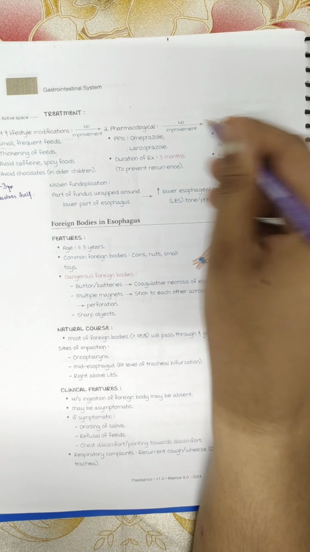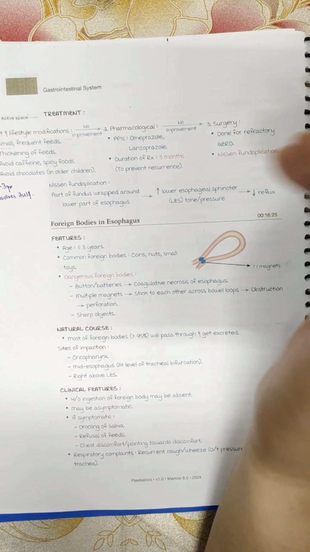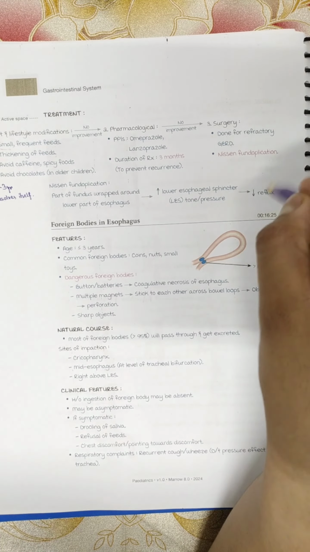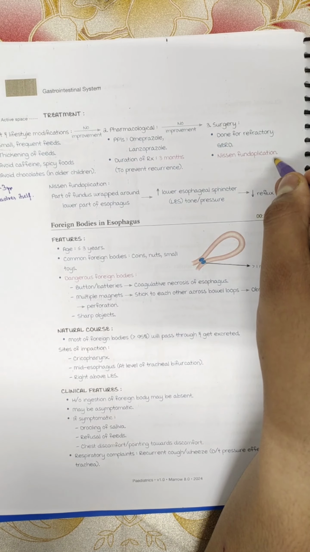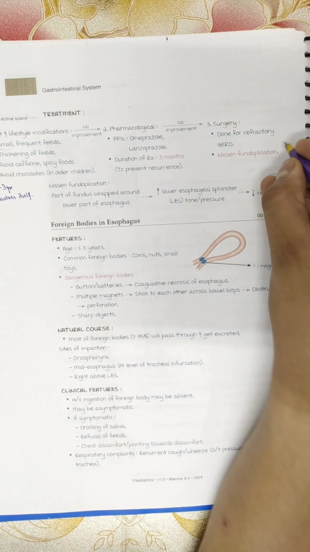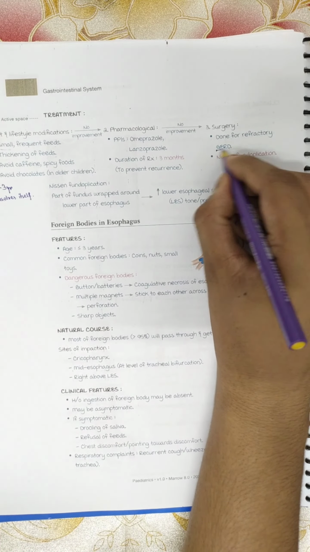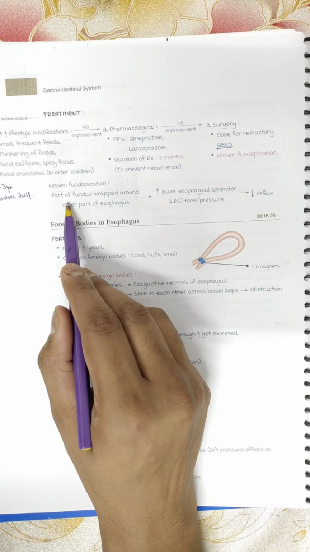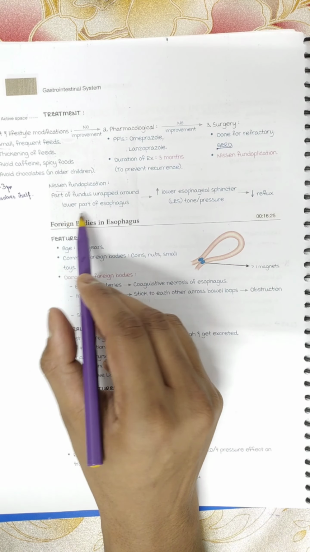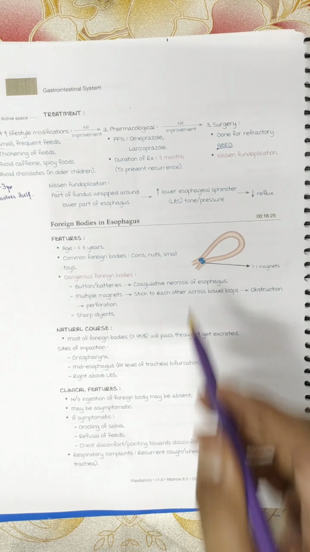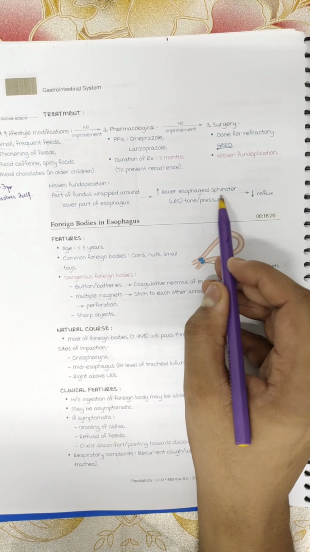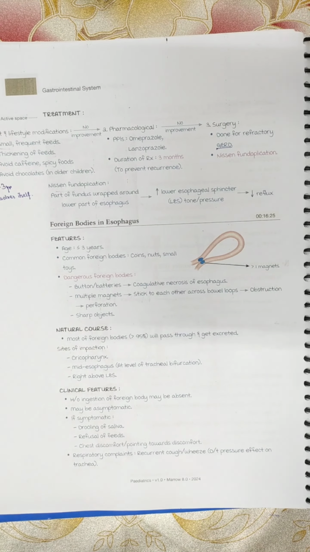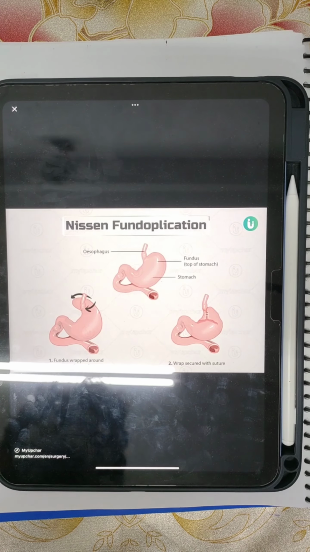If there is still no improvement, then this is the last one that we do not usually do, done for refractory GERD, that is Nissen fundoplication. Okay, Nissen fundoplication for GERD. What happens? Part of the fundus is wrapped around the lower part of the esophagus. So higher the lower esophageal sphincter tone and pressure, that's why less reflux.